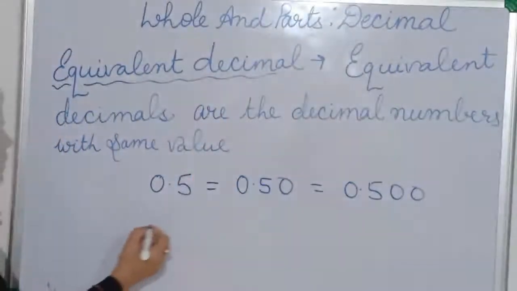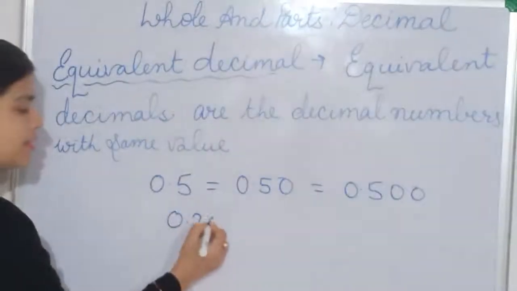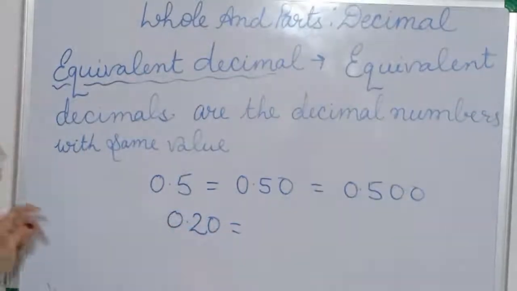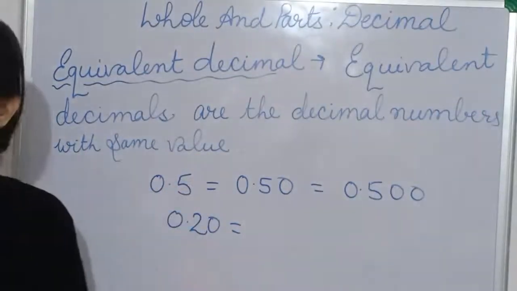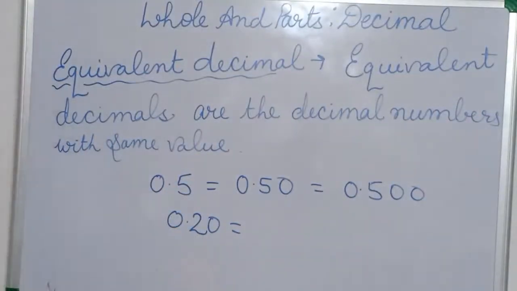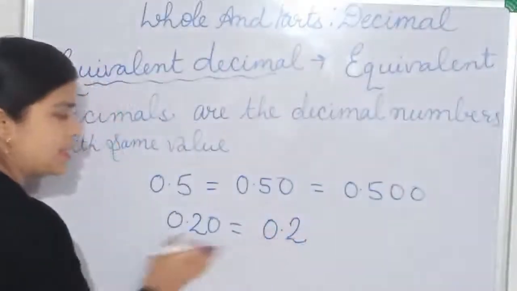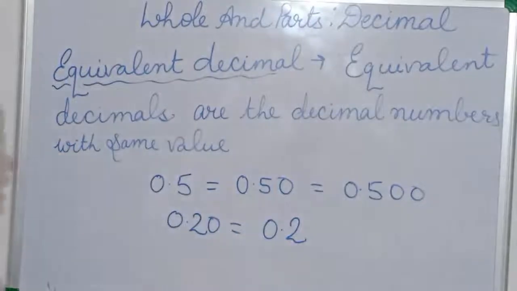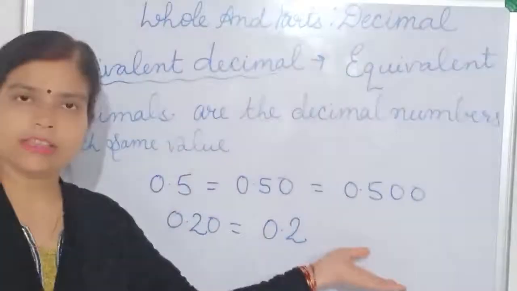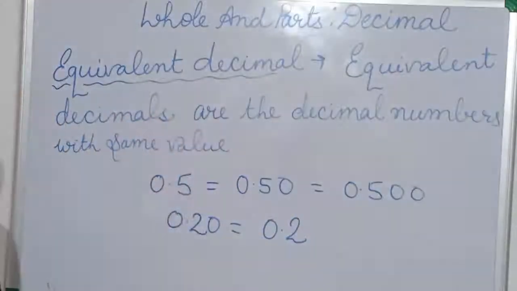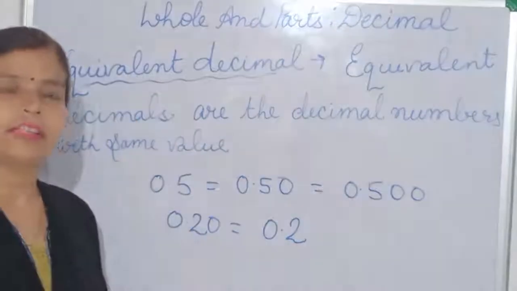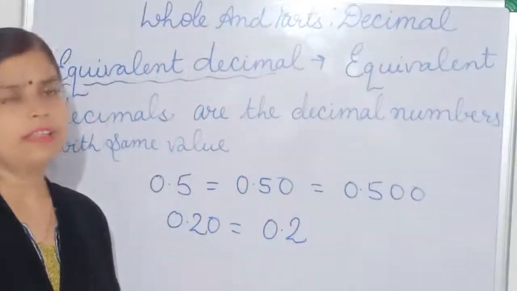If you have a decimal like this, 0.020, this time you can remove the 0 from the right hand side and you can write the equivalent decimal of this number. So either by adding 0 on the right hand side of the decimal number or by removing 0 from the right hand side of the decimal number, we can find the equivalent decimal.